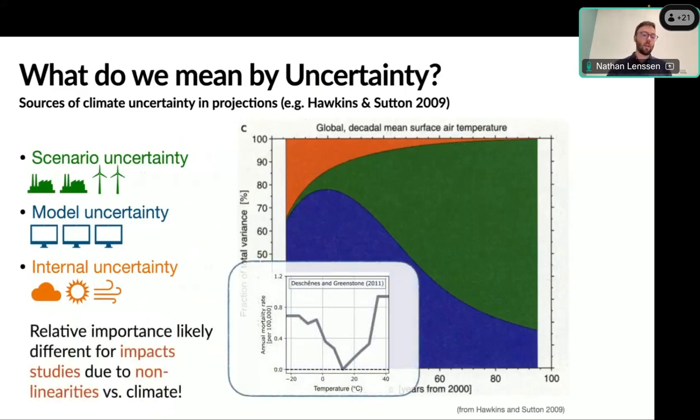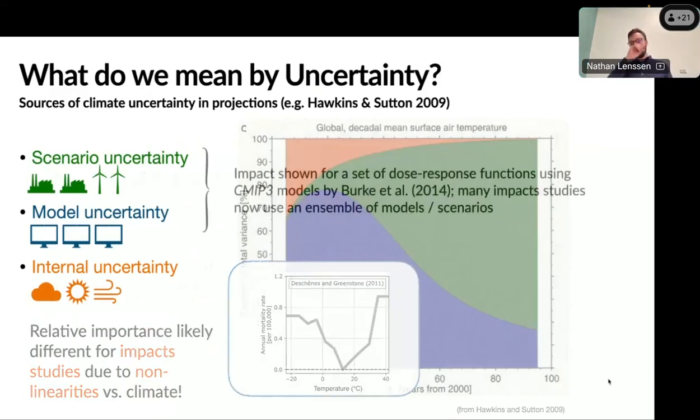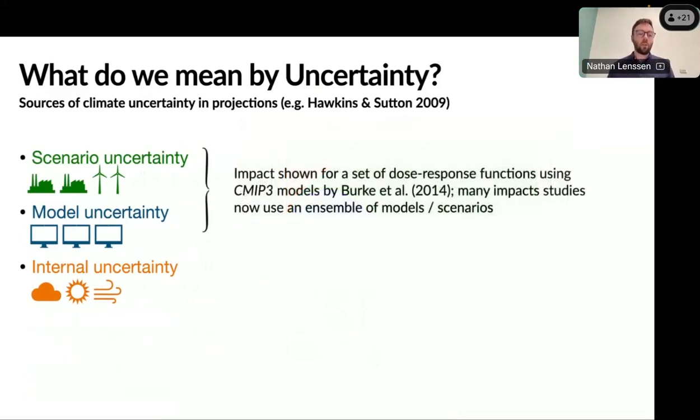And so what we were interested in with this study is really trying to understand how these three sources of uncertainty matter, not when we're looking at just temperature, but when we're looking at some function of temperature, in this case mortality, corn yield, or GDP. And we were really interested to see how these different sources of uncertainty interplayed with the nonlinearities in these dose response functions, such as the one shown here.